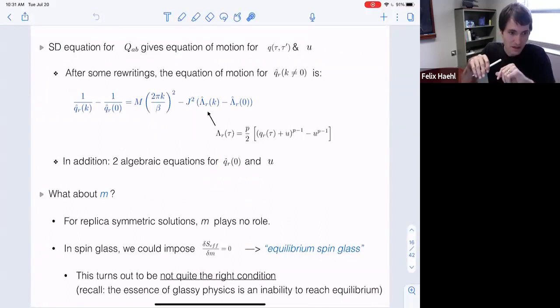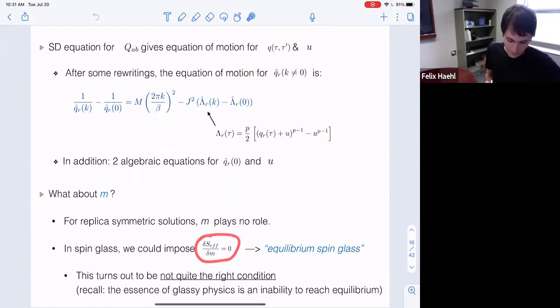If replica symmetry is unbroken, so if we're outside of this glass phase, then M plays no role. But in the spin glass, we have to find a way to determine it. Perhaps the first idea one would have is to extremize the effective action with respect to that parameter to get another equation, like the way you would get all these other equations.